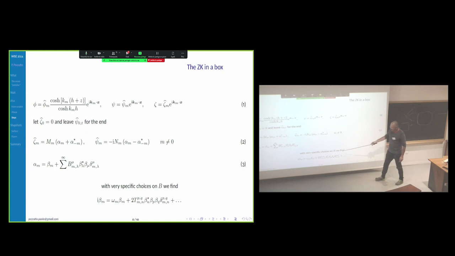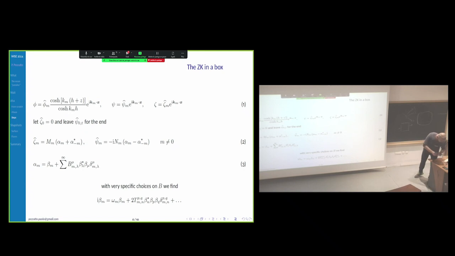For very specific choices of the coefficients. And it would be interesting to discuss these choices, but I think I will stop here with the theoretical stuff.